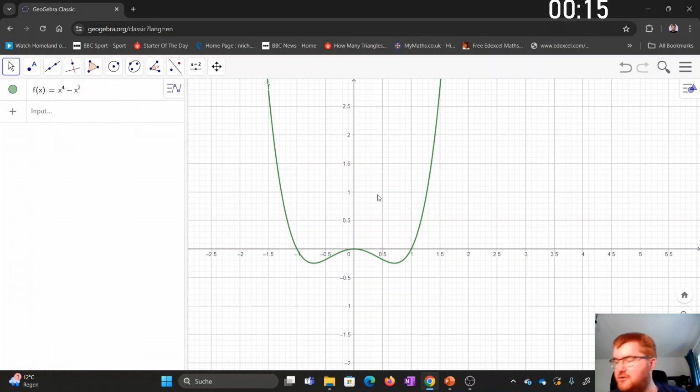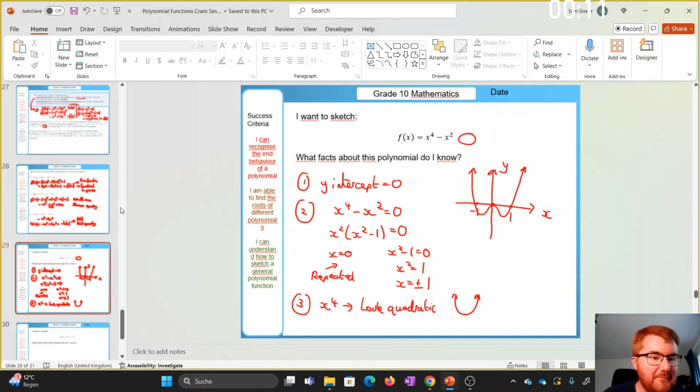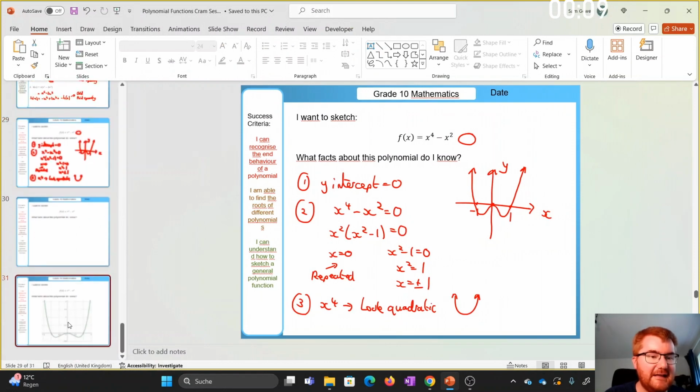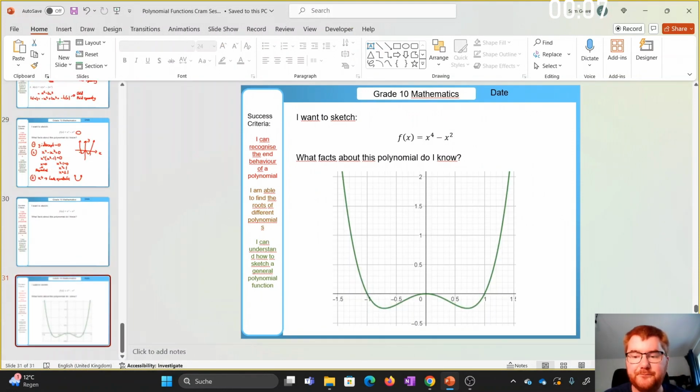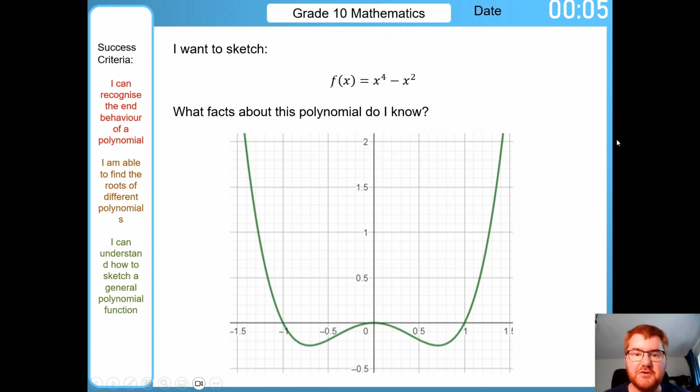Now I did that literally with 12 seconds to go. So that's very, very impressive to get to that stage and get there. There is a picture in case you don't have access to GeoGebra. This is what it looks like.